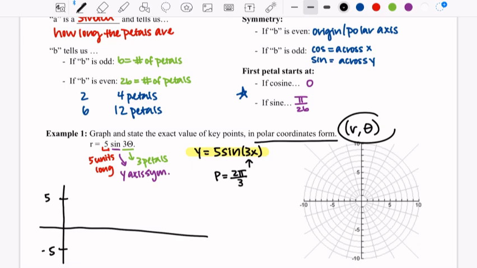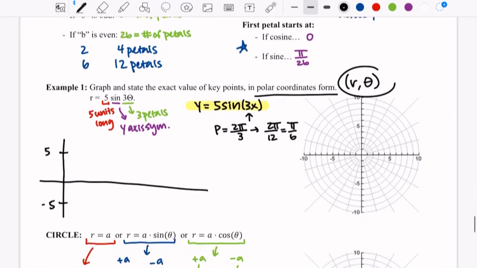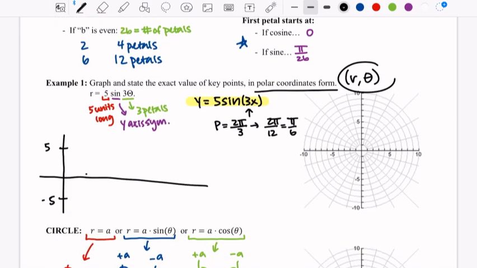So if we're going to graph those points, usually what we did last semester was we divided that period into 4 to get where our key points are going to be. So this is going to be 2 pi over 12. So we are going to have a point every pi over 6. Okay, so let's graph some of these points.